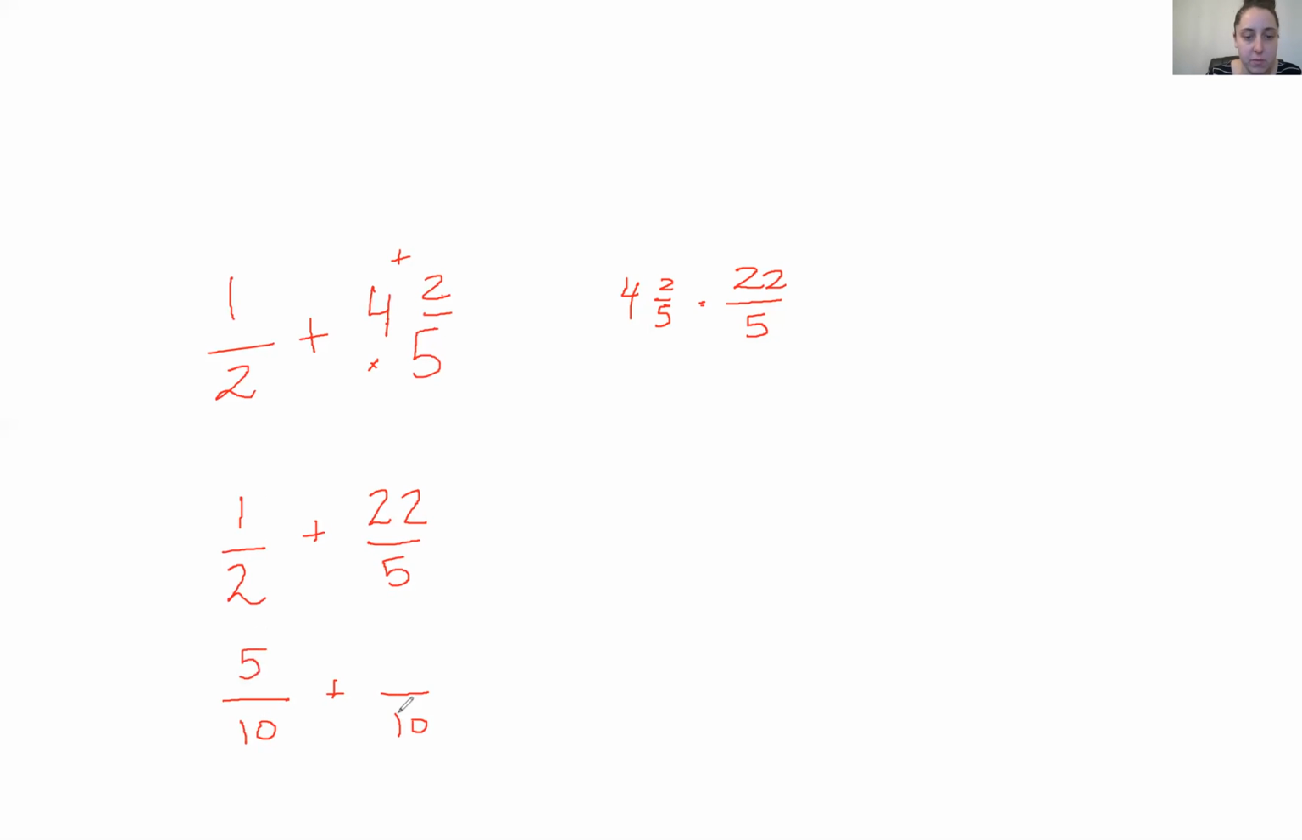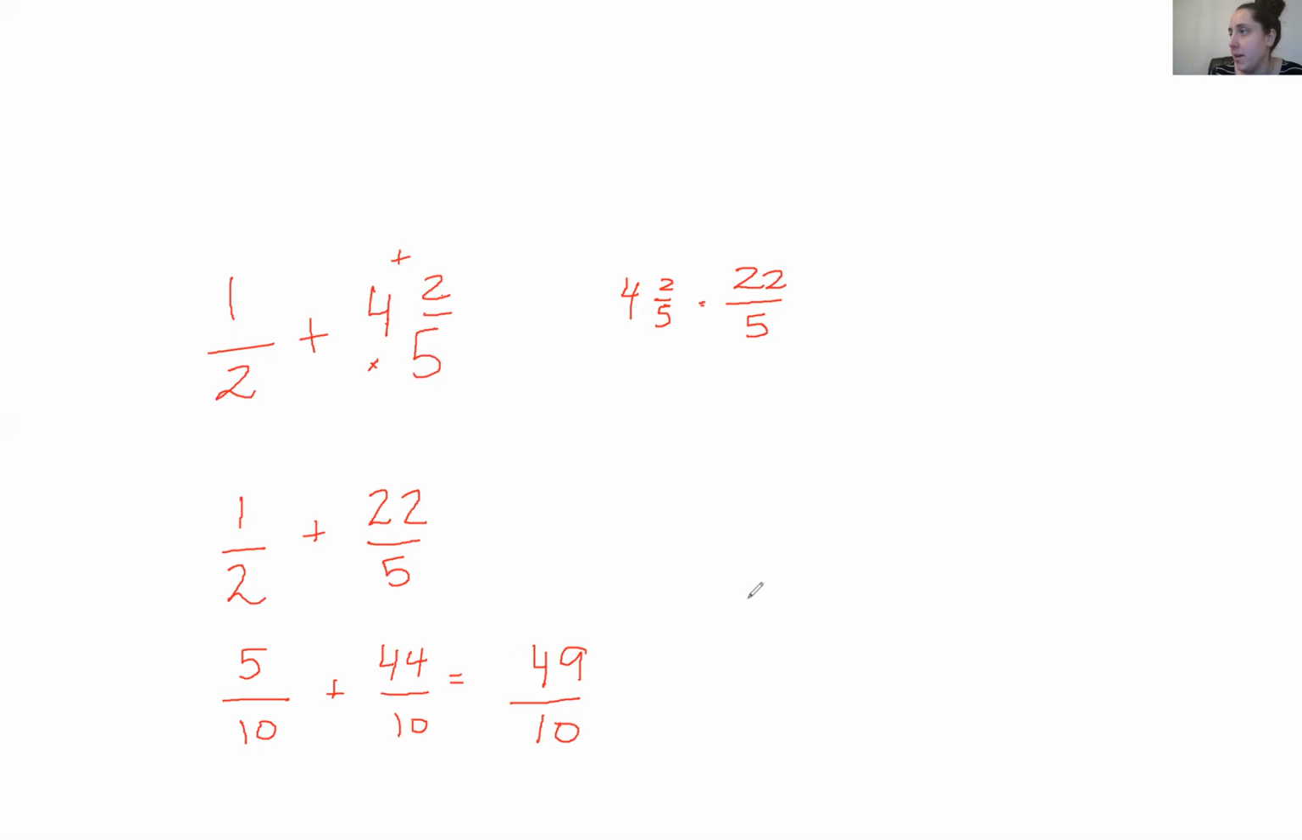How many 5's go into 10? There's 2. So 2 times 22 is 44. And then we add those two numbers together. So 5 plus 44 is 49. And the bottom, we do not change, we leave it as a 10. So our solution, or our answer, is 49 over 10.